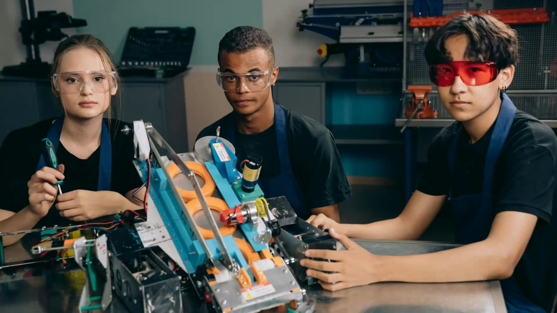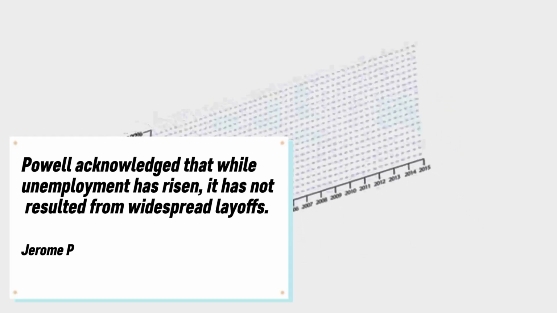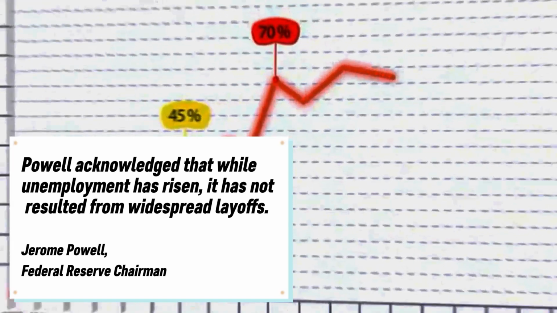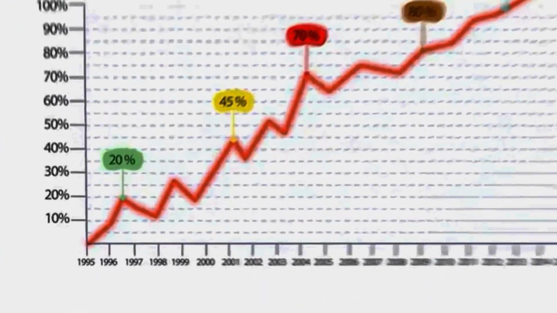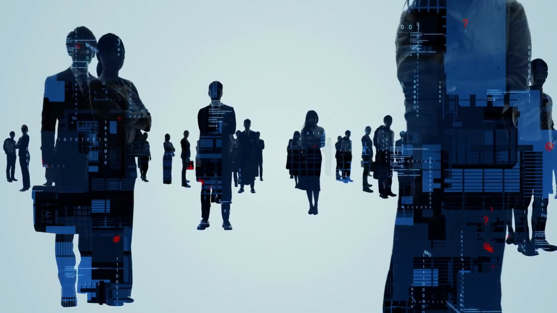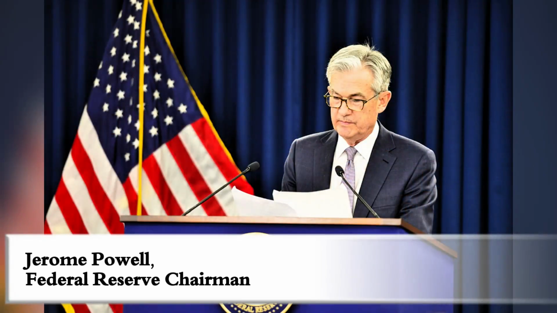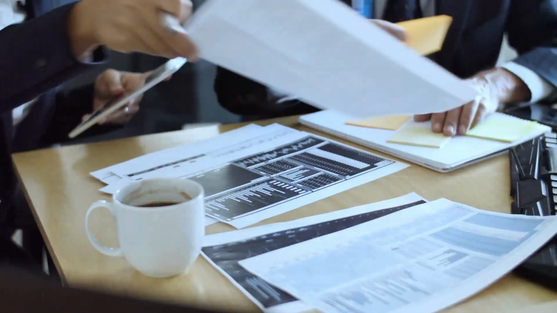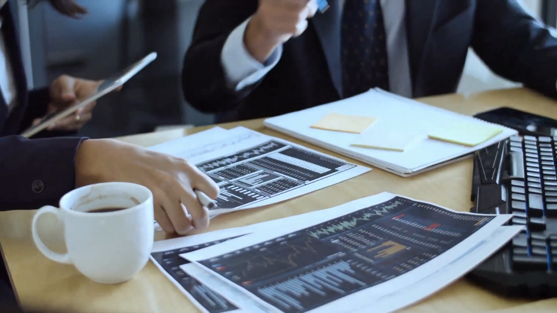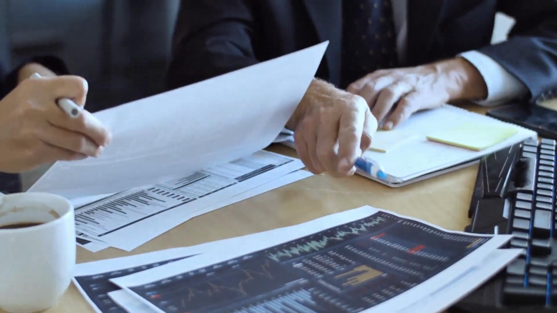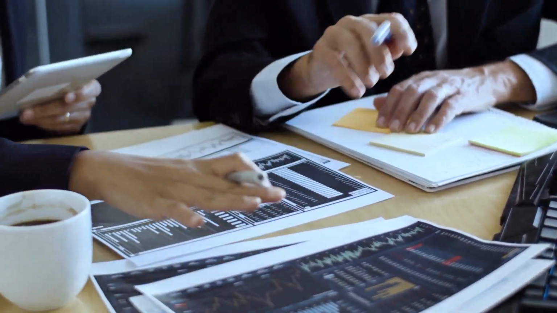In the current context, the labor market shows signs of both strength and vulnerability. Powell acknowledged that while unemployment has risen, it has not resulted from widespread layoffs, which are typical during economic downturns. Instead, it appears to be driven by an increase in labor force participation and a slowdown in the pace of hiring. He noted that the number of people losing jobs or getting fired remained remarkably low. This distinction is crucial because it provides the Fed with more flexibility in its approach to monetary policy.